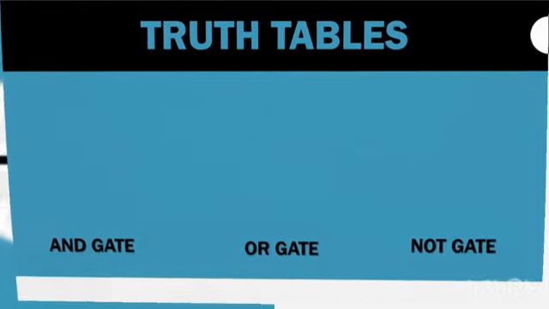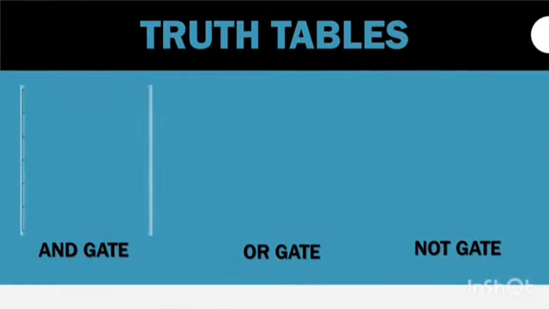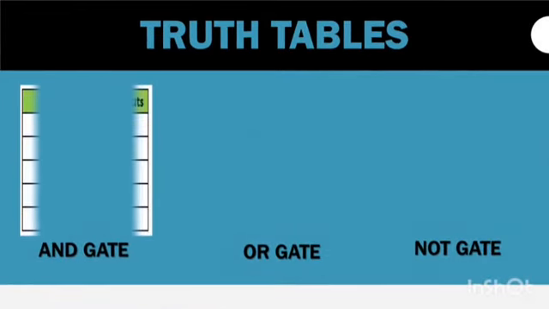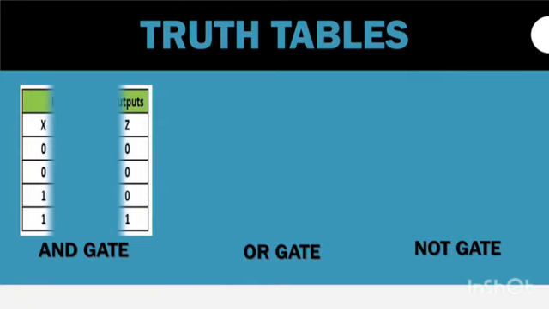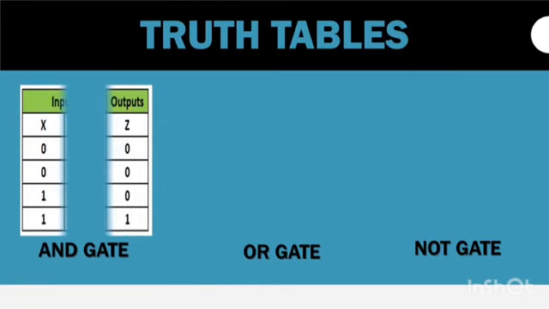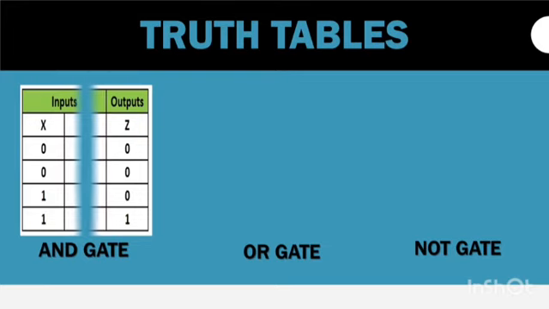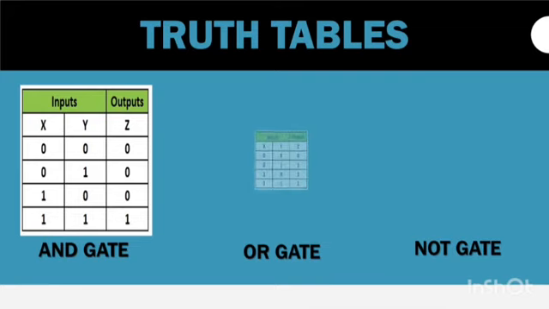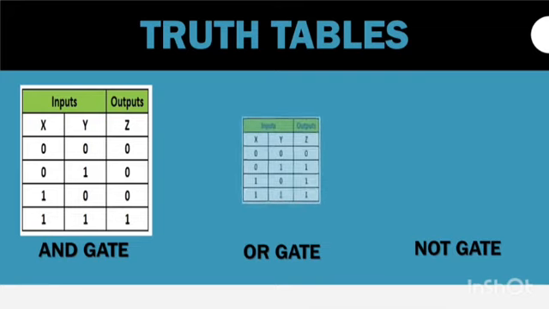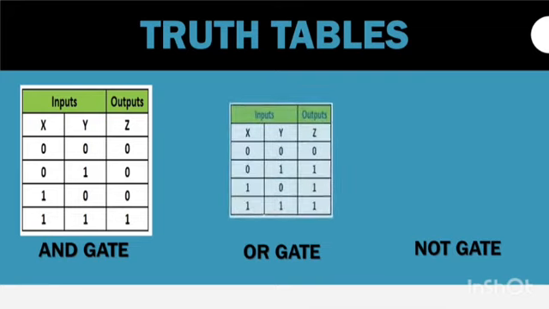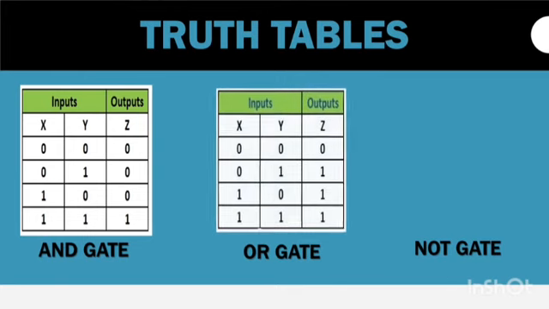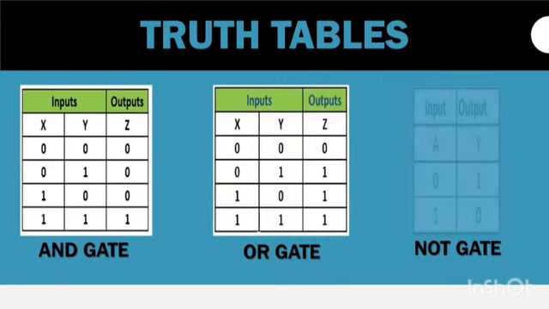Now, to understand AND gates, OR gates, and NOT gates, we use what are called truth tables, which were derived from the work of a mathematician called George Boole. On a truth table that has two inputs in an AND gate, X and Y are inputs, while Z is the output.